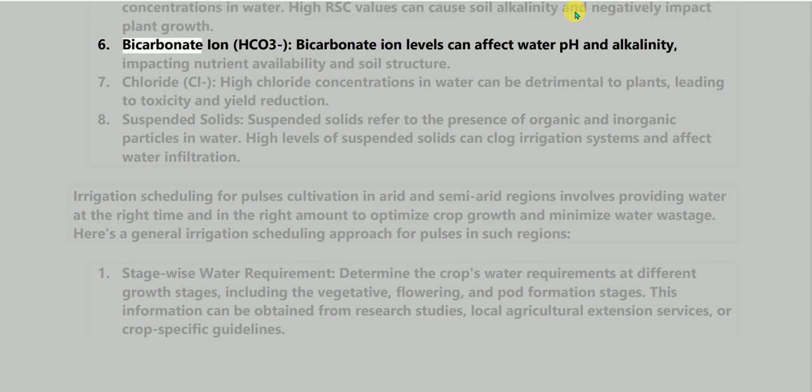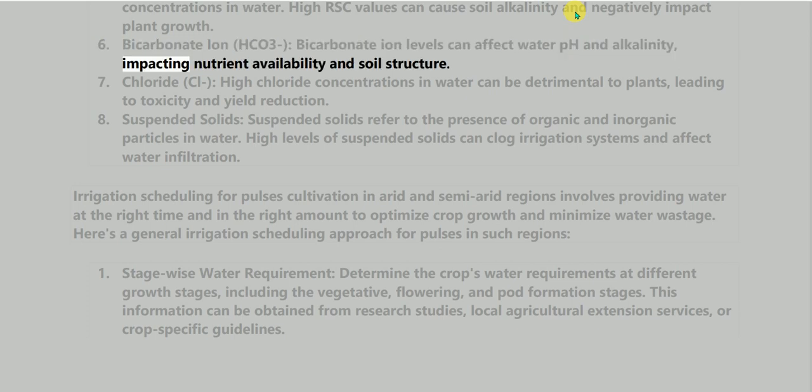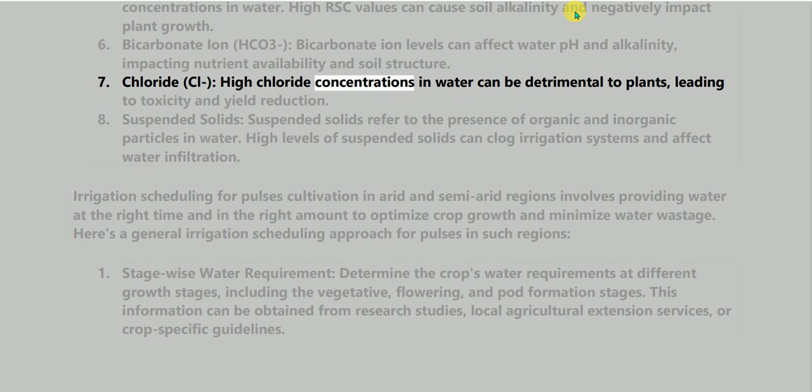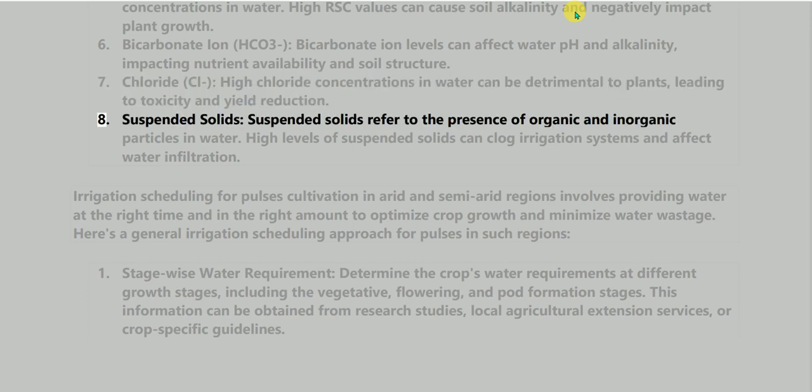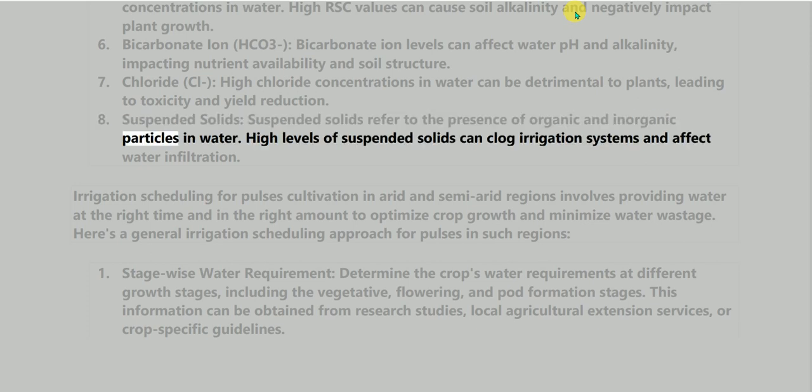6. Bicarbonate ion. HCO3 bicarbonate ion levels can affect water pH and alkalinity, impacting nutrient availability and soil structure. 7. Chloride. Cl. High chloride concentrations in water can be detrimental to plants, leading to toxicity and yield reduction. 8. Suspended solids. Suspended solids refer to the presence of organic and inorganic particles in water. High levels of suspended solids can clog irrigation systems and affect water infiltration.